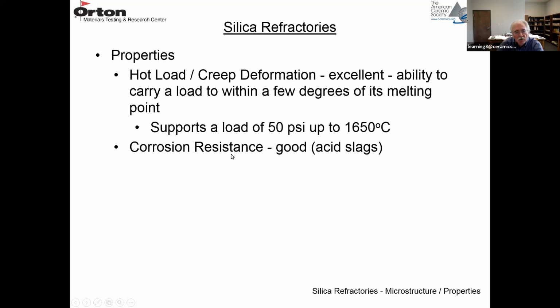Silica has corrosion resistance when in contact with an acid slag. So we went over some equations to calculate like a V ratio. So if you have an acidic slag, which is high in silica, phosphorus, low in MgO and CaO, silica is good in corrosion resistance.